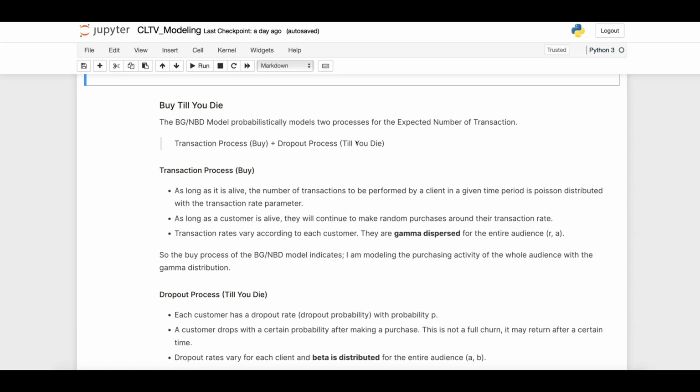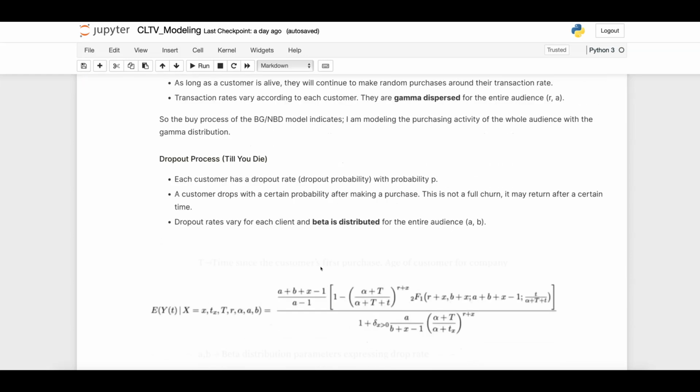Then the transaction process, buy, is basically this: as long as the customer is alive, the number of transactions performed by the customer in a given time period is Poisson distributed with a transaction rate parameter. As long as the customer is alive, they will continue to make random purchases around their transaction rate. So every customer has their own random purchase behavior, right? And the transaction rate varies according to each customer. They are gamma distributed for the entire audience. And we will also look at the gamma distribution. So the buy process for the BG/NBD model indicates I'm modeling the purchasing activity of the whole audience with the gamma distribution.